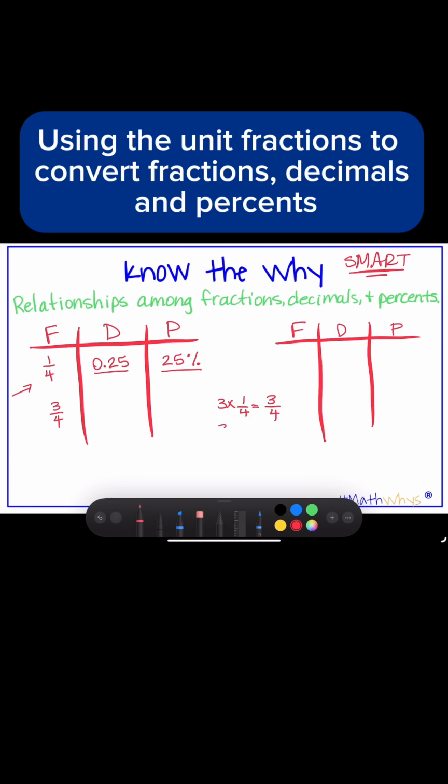And so if we multiply 3 times 25 hundredths, we know that's going to give us 75 hundredths, which is 3/4's equivalent decimal. And because we know that automatically, this is going to be 75%. This strategy works with any of our fractions, decimals, and percents. So if kids are able to understand the unit fraction and how it relates, then they're able to build off of what they know to find equivalent fractions, decimals, and percents.